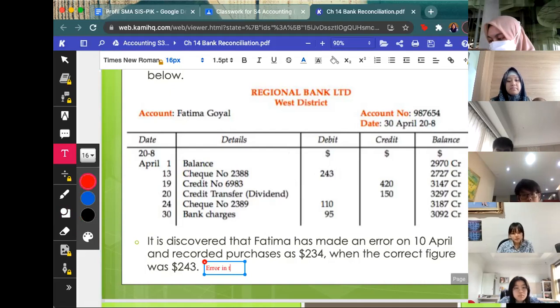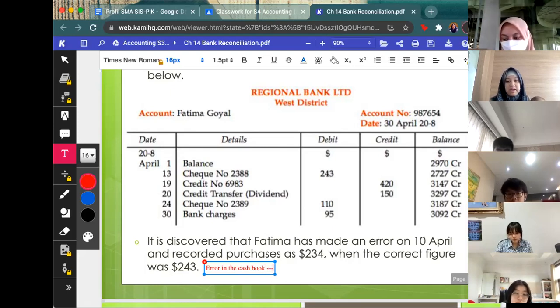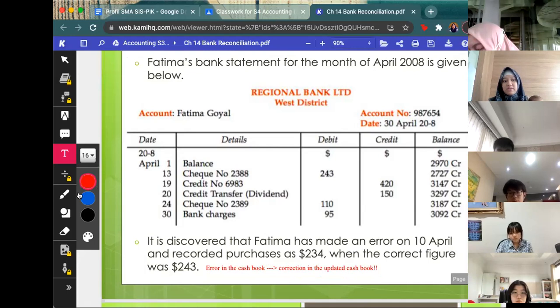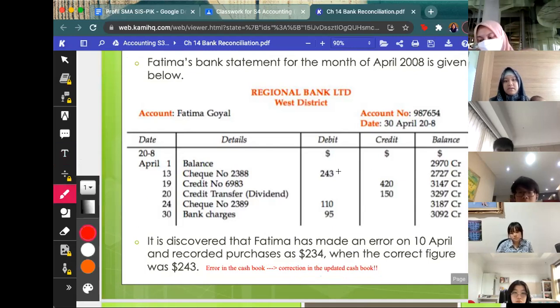Response? Cash book. Cash book, good. So if the error was made in the cash book, we will make the correction in the updated cash book. Now remember, this 243 is already correct. Already correct. Do not make anything on that.